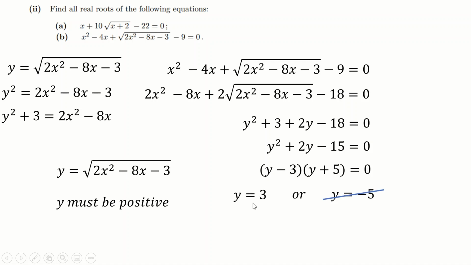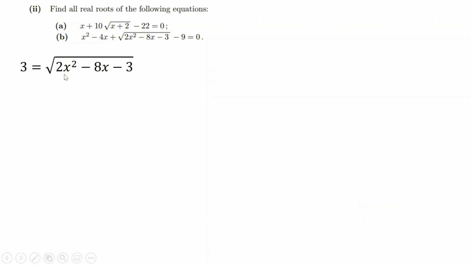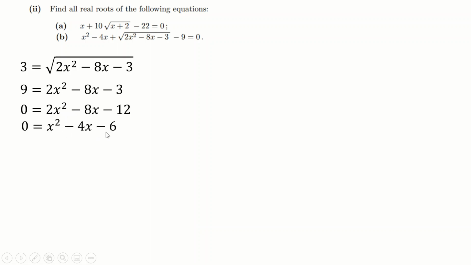Y is 3 is a more interesting case, so let's put that into there. And now let's start a new slide, because again, this is going to take some work. There it is, square both sides to make this. Rearrange to make that. And now all of these are even, so I'm going to divide by 2 just to make the maths a bit easier.